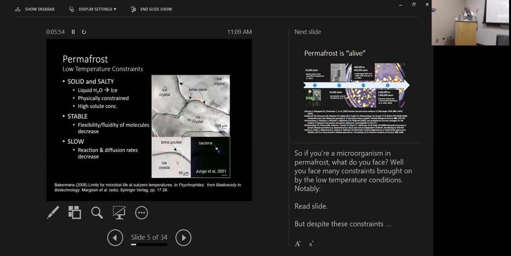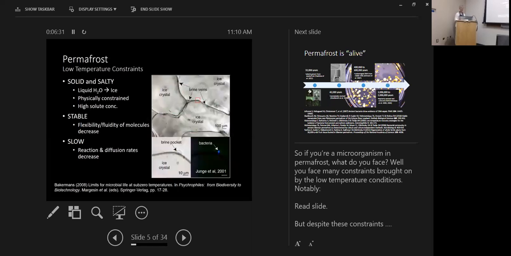And what you can see is that as the temperature drops below freezing, ice crystals will begin to form, and as they form, the solutes don't get included into the ice crystal, so they're actually expelled into any remaining water that's present. And so this makes the liquid water that's present saltier, and that depresses the freezing point. So as you go to lower and lower temperatures, whatever liquid water is still there is very salty, okay? So it's that solid and salty nature of the liquid water that's still present in permafrost that is an issue for the organisms living there.